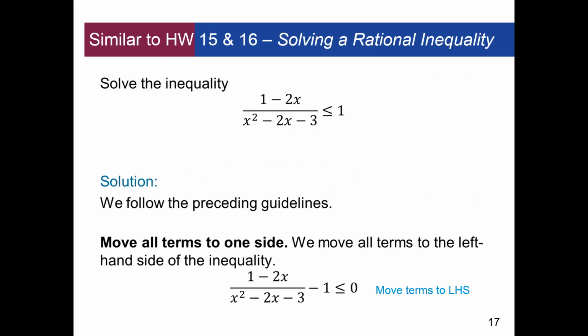Move all terms to one side, then simplify, then factor the numerator and the denominator, and then move on. So if we have this inequality, we're going to move the -1 to the other side. So we subtract -1 from both sides. And that gives us (1 minus 2x) all divided by (x squared minus 2x minus 3) minus 1 less than or equal to 0. So we move all to one side. Then we need to simplify that.